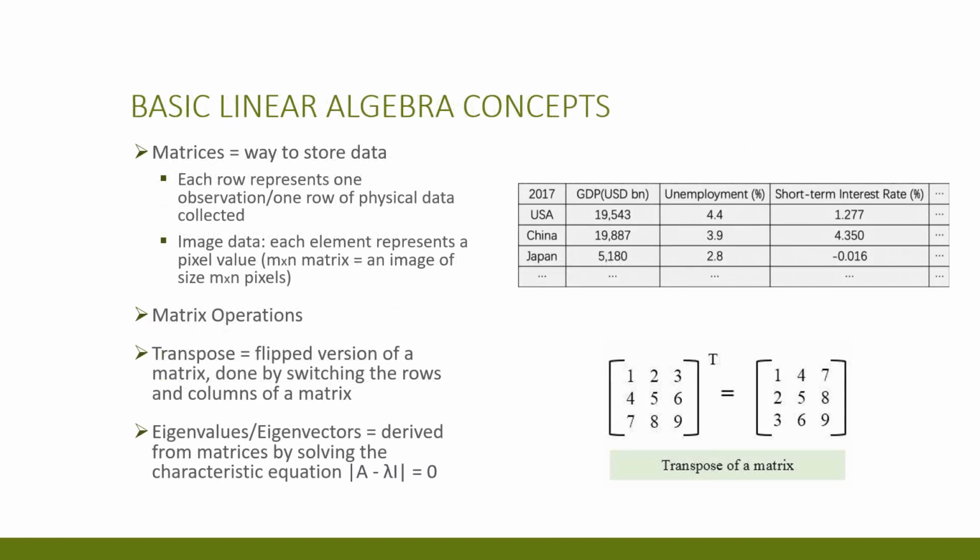So as far as basic linear algebra concepts goes, if you've ever taken a linear algebra course, the data is usually arbitrary or something that the professor made up. In general, matrices are just a way to store data, but specifically in machine learning, each row represents one observation or one row of physical data collected. Or, in the case of image data, each element represents a pixel value. An n by n matrix is an image of size n by n pixels. You will also experience matrix operations, the transpose of a matrix, and eigenvalues and eigenvectors in the world of machine learning.